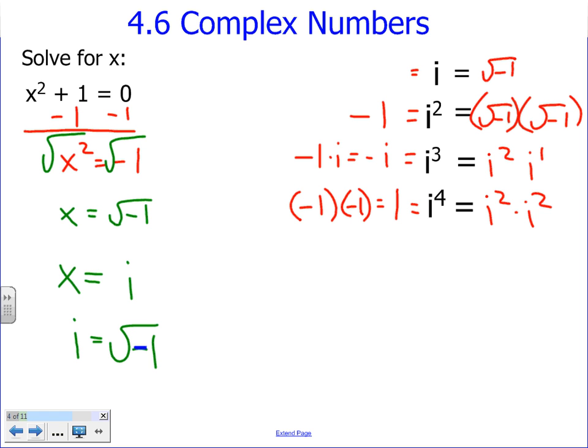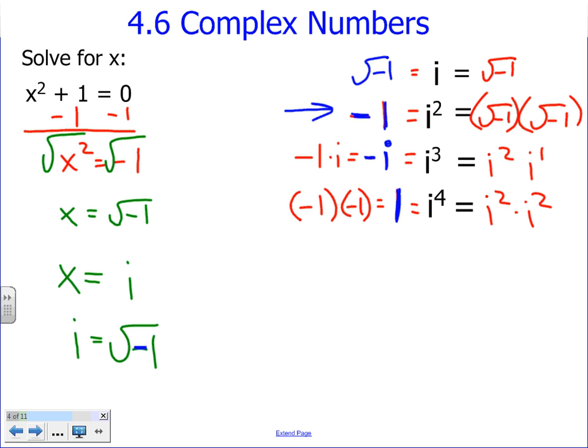Simply 1. So the items that we're going to pick out here is that i is equal to the square root of negative 1. i squared is equal to negative 1. i cubed is negative i. And i to the fourth is 1. All i problems, imaginary problems, come down to one of these four answers. It's either a real number, negative 1 or 1, or it's imaginary, the square root of negative 1, which is i, or negative i.